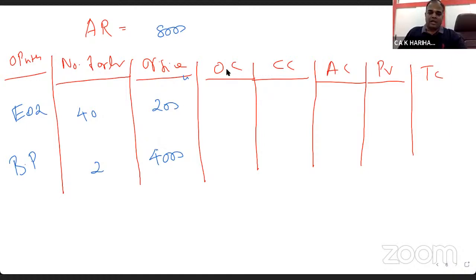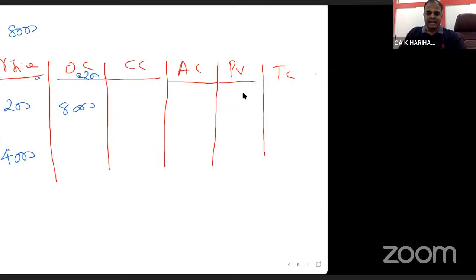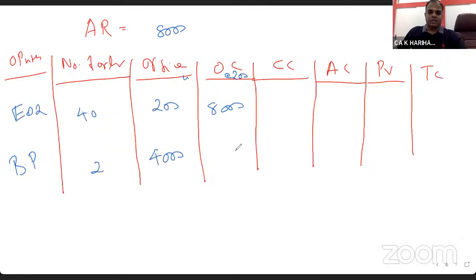Then the ordering cost per order. How much was the ordering cost per order we got? I think 200 per order. Am I right? Ordering cost per order comes to 200. Per order 200, number of orders 40. 40 into 200 is equal to how much? 8,000. Here 200 into 2 is equal to how much? 400 is the ordering cost. Yes, good. Whereas the carrying cost.